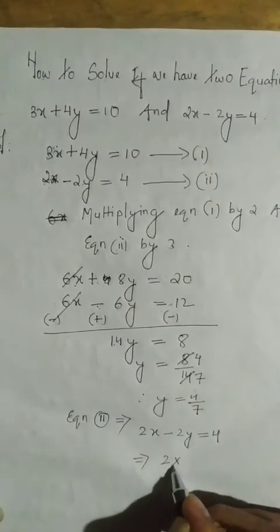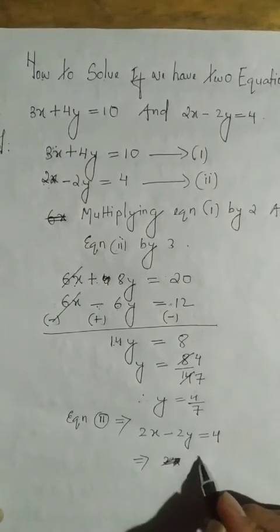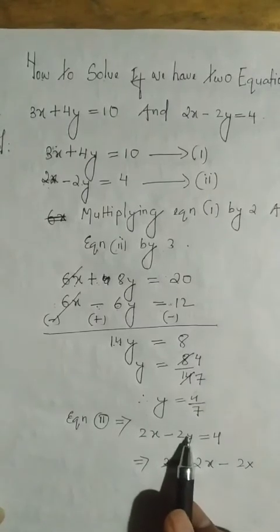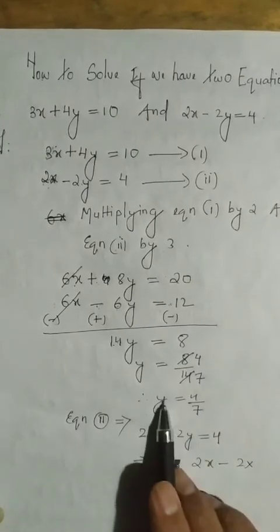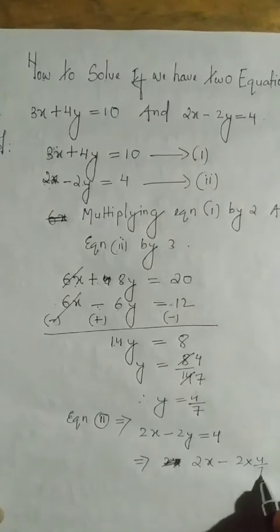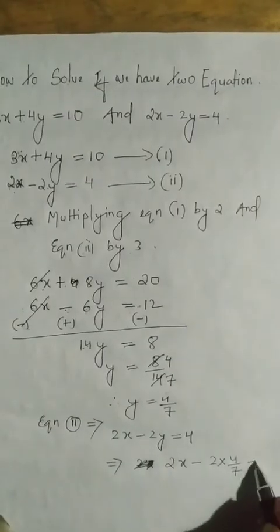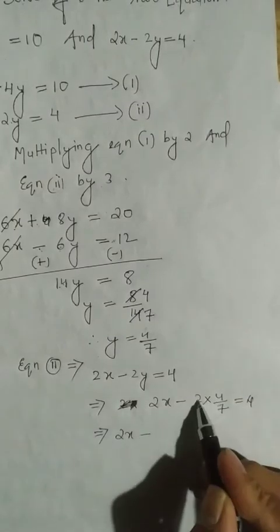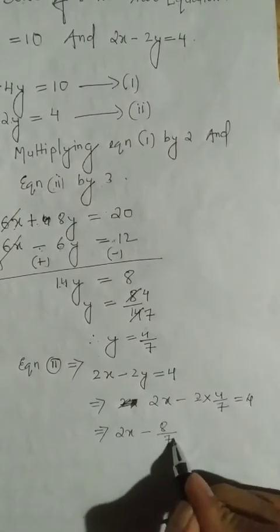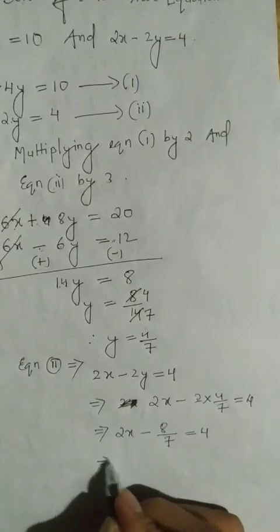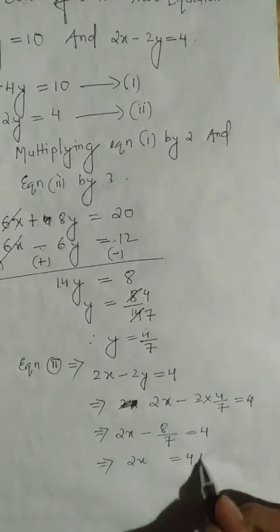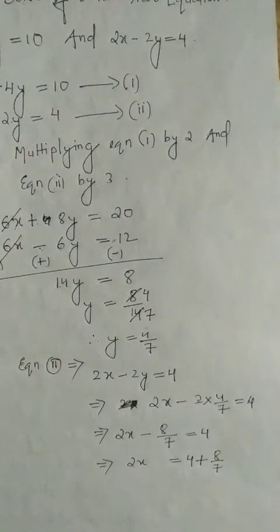Implies 2 into x, 2x minus 2 into y. Instead of y, because the value of y is 4 by 7, I'm going to put 4 by 7 here, which is equal to 4 on this side. Now 2x minus, 2 times 4 is 8 by 7, is equal to 4. Implies 2x is equal to 4. Now this is minus, when it goes to this side it will become plus 8 by 7.